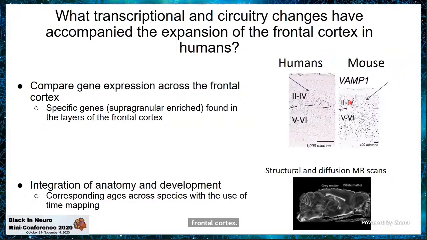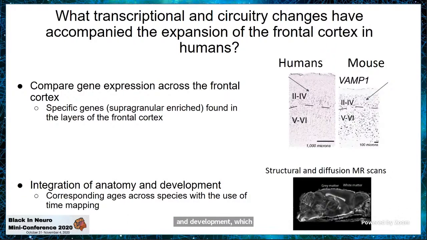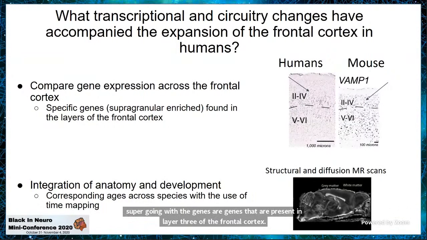And what you see here is an example of these supergranular-rich genes. Supergranular-rich genes are genes that are present in layer 3 of the frontal cortex. There are 19 comparable genes in the frontal cortex between mice and humans. Out of the 19, we looked at 4, which are CRIM, SITE2, VAMP1, and AFH. What you see here is an example of one of the supergranular-rich genes, VAMP1, and we quantify the expression of the gene in the upper versus lower layers of the frontal cortex in humans versus mice.